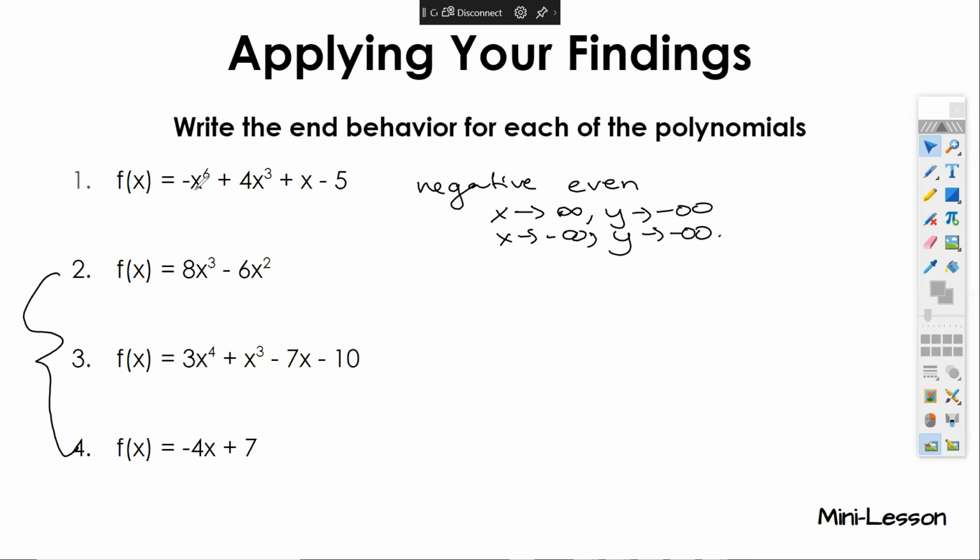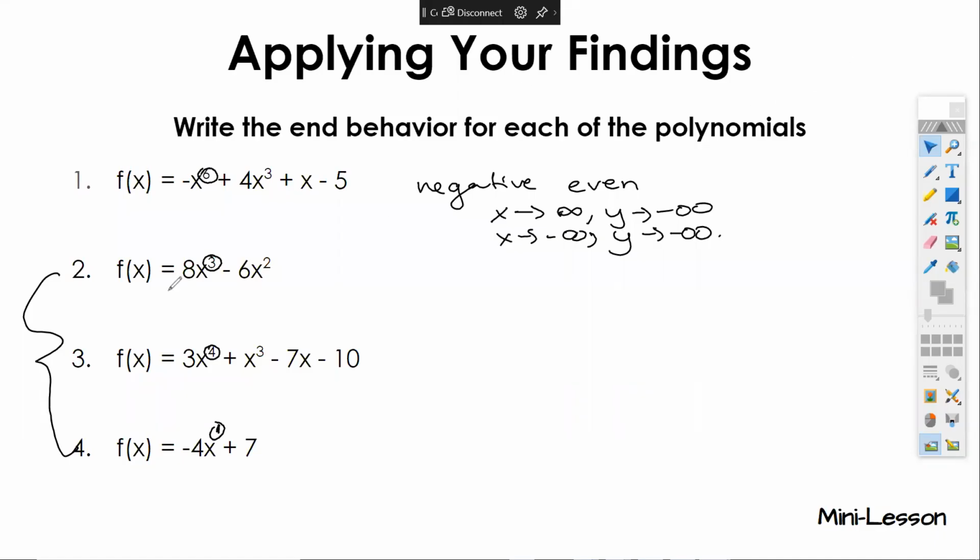Can you try? How do we find it? Look at the exponent. The exponent is even. This one is, and then this one is, try again. Odd, it's got a 1. Take a moment and then use your chart to write out the end behavior. I want you to try these.